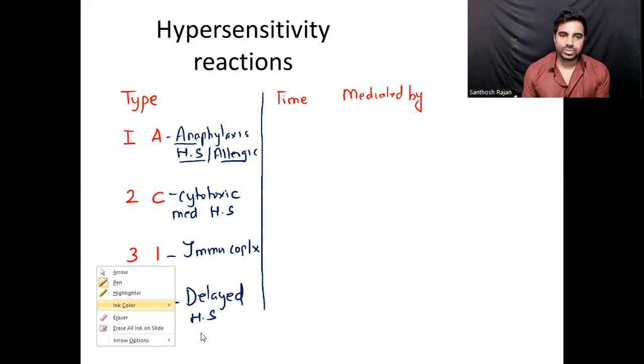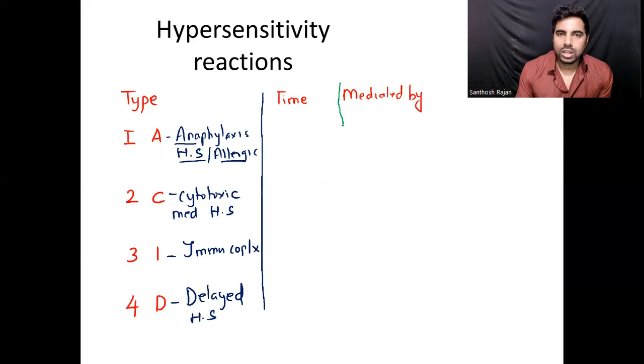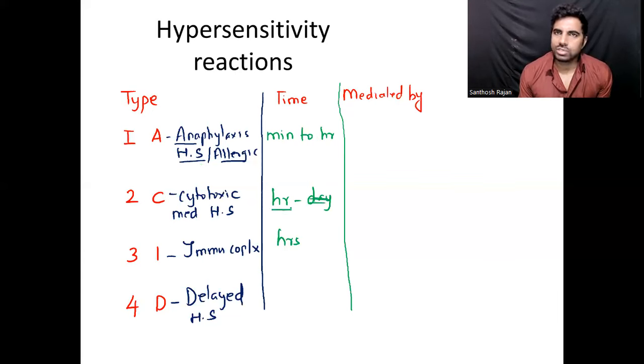Now the times. So it is immediate, which means few minutes to hours. Here, this is like hours to days, few hours to days. This is also hours. Actually, I would go with hours only. Days is too much. You can say few hours. Delayed will come in days, days to months. If you forget, D for delayed, days to months. That's what we call delayed hypersensitivity.